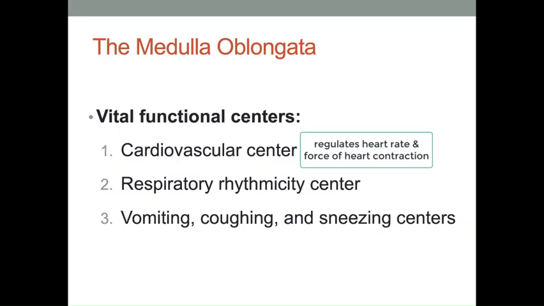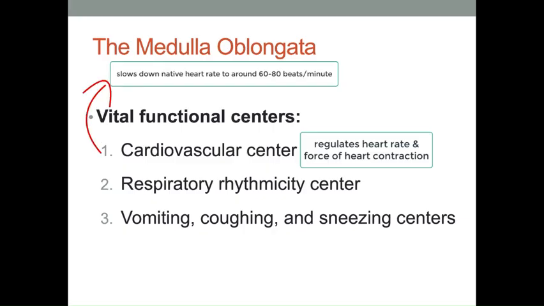And as it turns out, if we didn't have any input from the nervous system at all, we would have a resting heart rate of about 120 beats per minute, which may or may not sound very fast to you, but that's pretty fast for a resting heart rate. So the medulla oblongata is going to use the cardiovascular center to help slow down our resting heart rate.